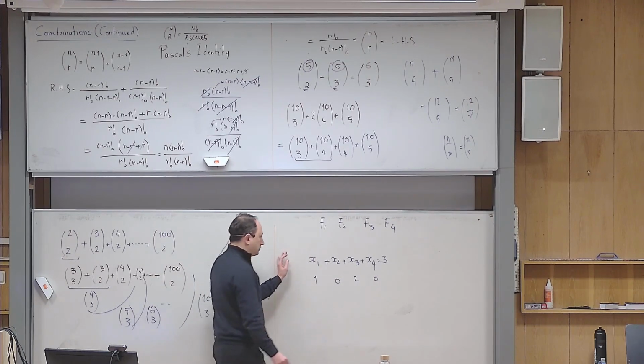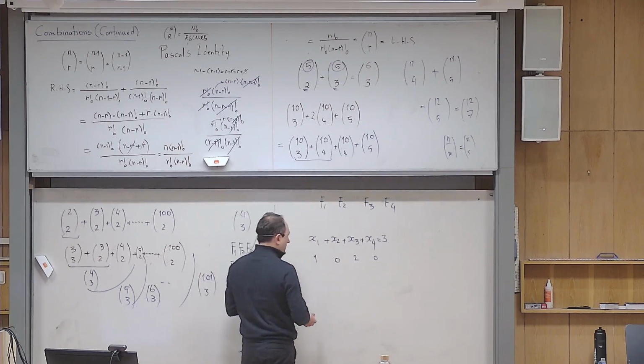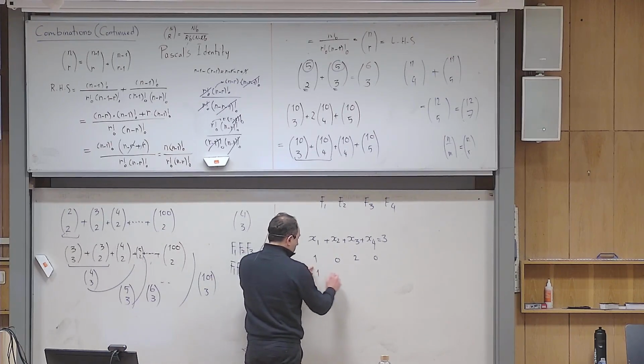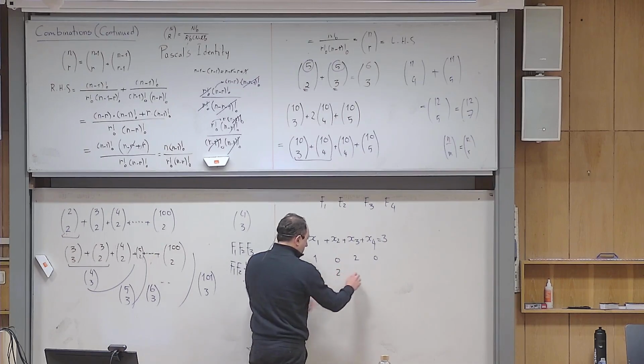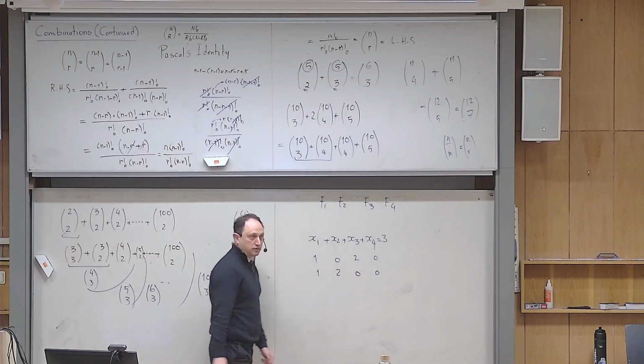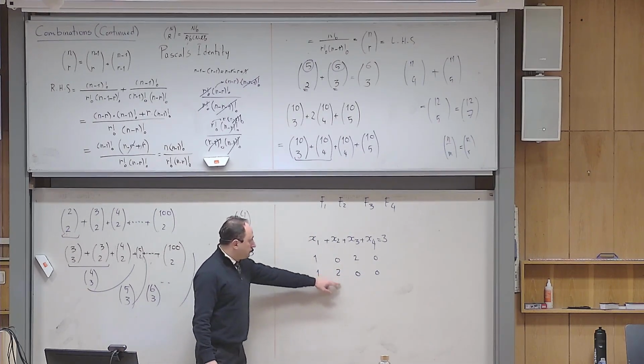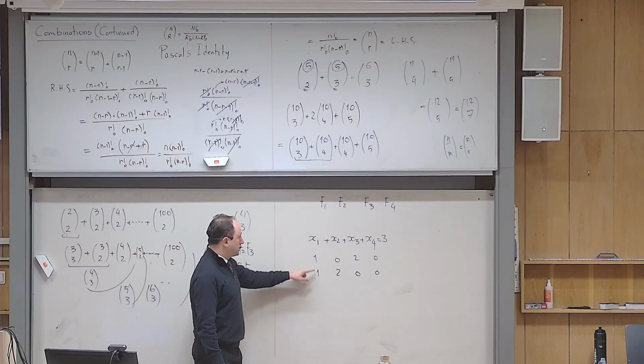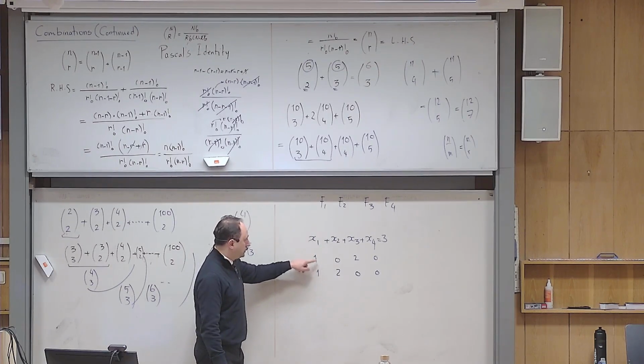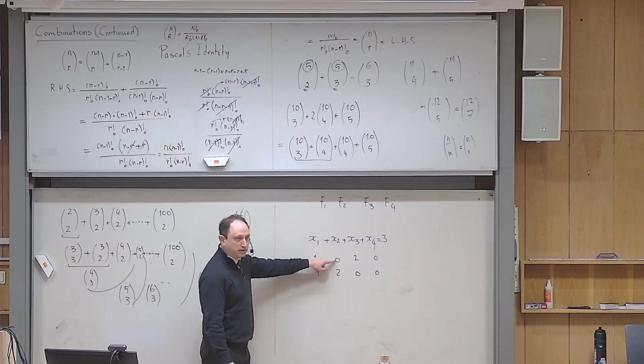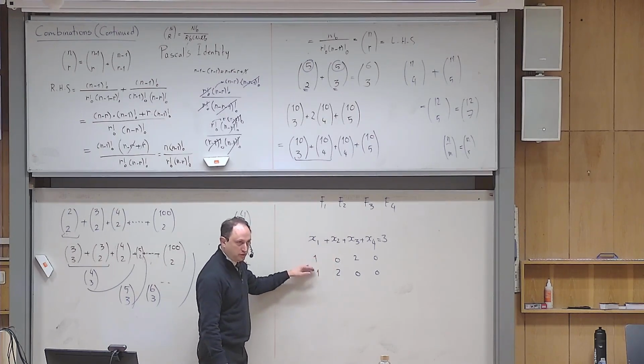What is the other solution? For example, I can keep the same numbers but write it like this. This is a different solution for this equation, because now x1 is 1 as before, but x2 is 2 rather than being 0. So this is a different solution to that.